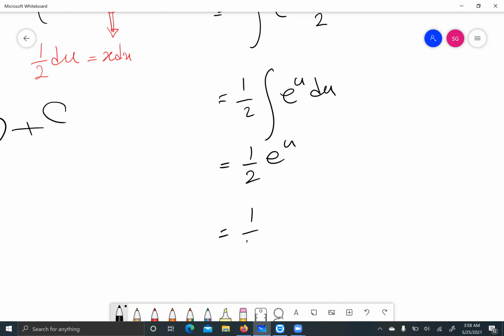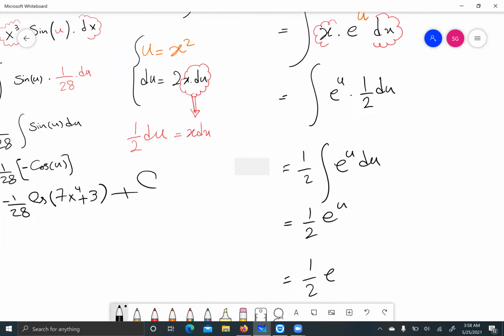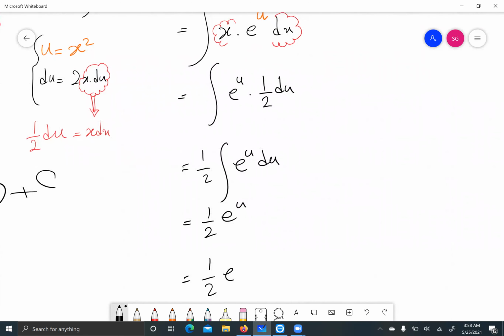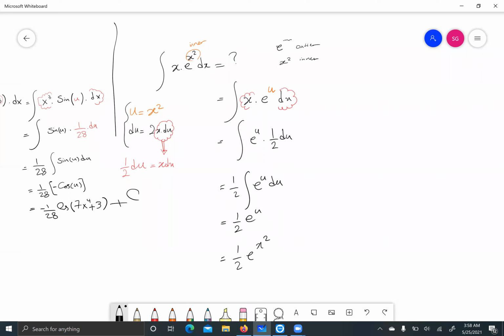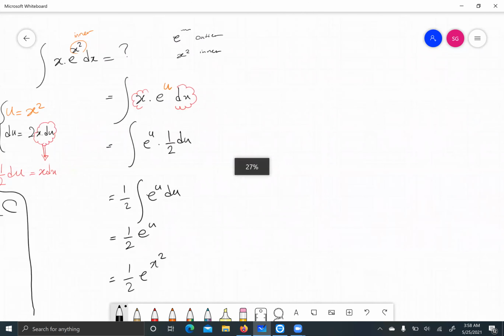And now you wanted to have the answer in terms of x. So it's going to be e to the x squared. That's it. So that's the solution for this integral. Okay.